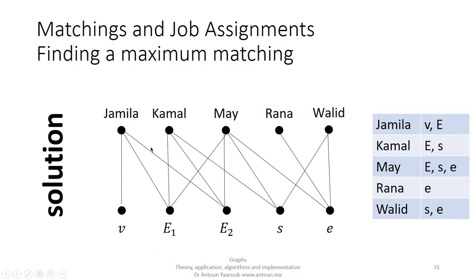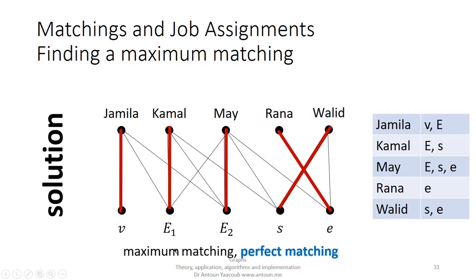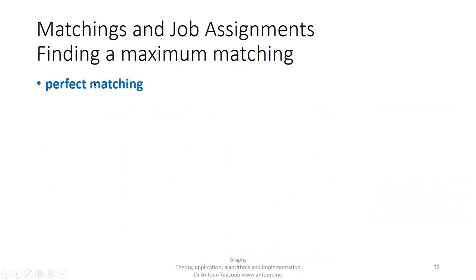An edge is present between person A and a job B if the person A is qualified for the job B. So the resulting graph is shown here, and also we can, for example, show here a maximum matching. As you can see, all the key jobs are covered. This is what we call a maximum matching or a perfect matching. It's a matching for which every vertex is matched. So a perfect matching is a matching for which every vertex is matched. It's the same as maximum matching.